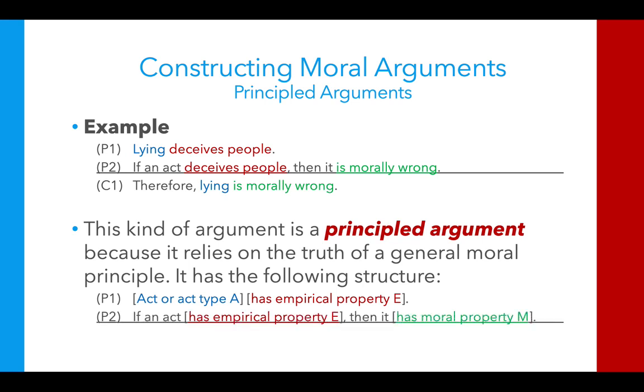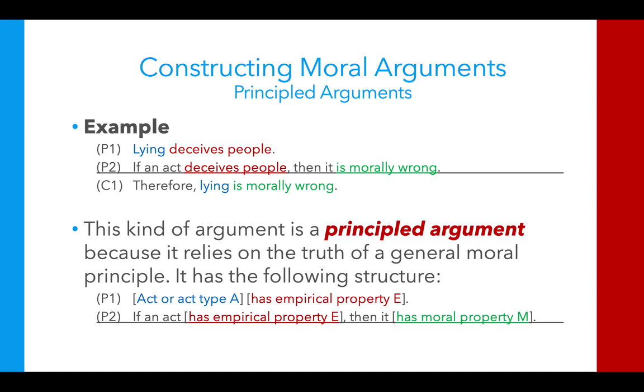So that's that. Premise 2 has this structure. It starts out with this claim: if an act has that empirical property, E, that I just mentioned, then it has some moral property. So this is the moral principle. It's a general principle. Note, it says if an act, any act, has that empirical property, then it has some moral property. All our principled arguments are going to have a premise like this. If any act has some empirical property, then it's got some moral property.